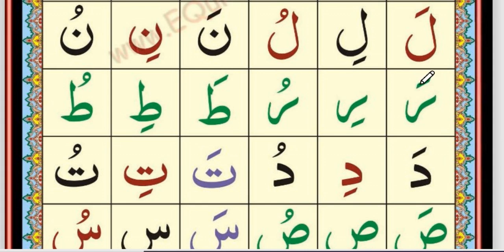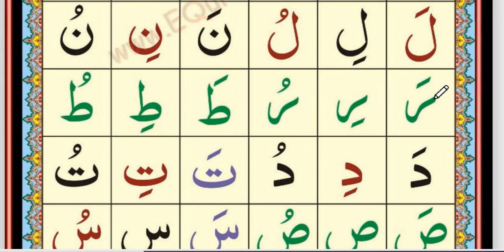This is raw. Keep in mind one thing. When zabar and pesh come on raw, you will read raw in a thick voice. It means full mouth. But when zair comes below raw, then you will drop your voice, and read raw in a thin voice, not a thick voice. So this is the rule of reading raw. When zabar and pesh come on raw, we read raw in a thick voice. But when zair comes below raw, we will read raw in a thin voice.